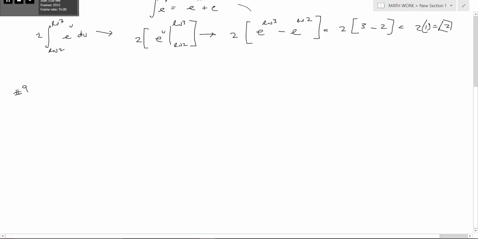Again, section 6.4, chapter and section 6.4. So we have e to the root r, over root r, and then dr. Right? Okay.